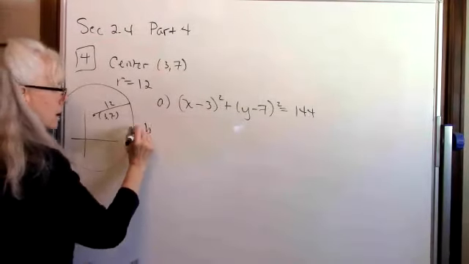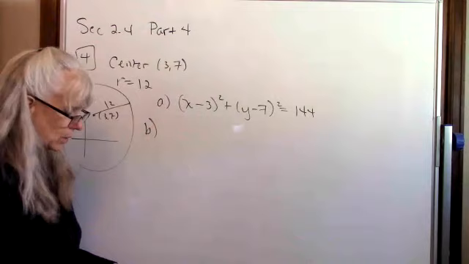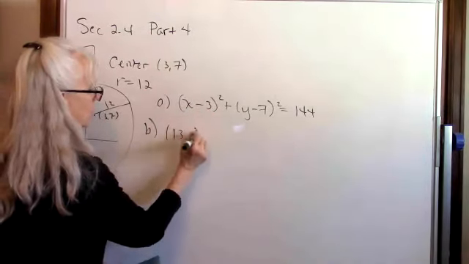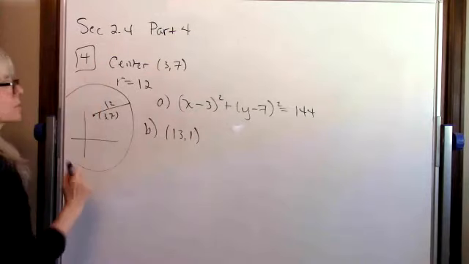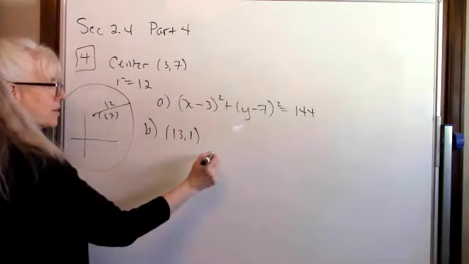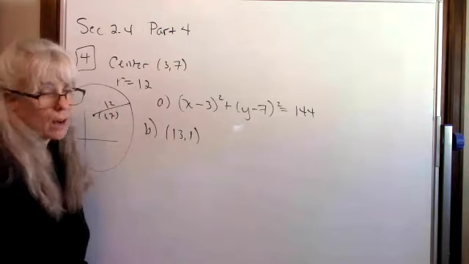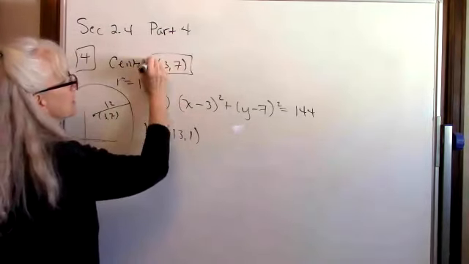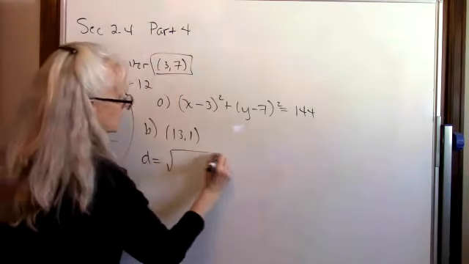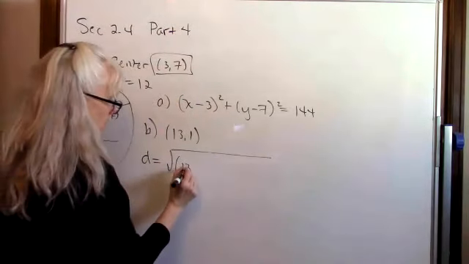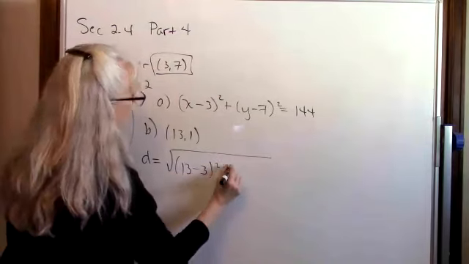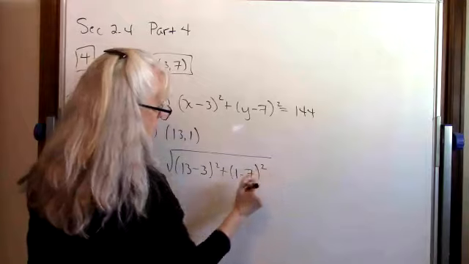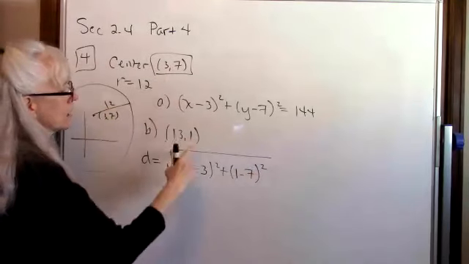Part B specifically says use the distance formula to determine if a person living at the point (13, 1), way out here, will feel that earthquake. So we're simply going to use the distance formula with the center and the given point. We'll have the square root of (13 minus 3) quantity squared plus (1 minus 7). Make sure you're in the correct order. Let's double check: it's 13 minus the 3 and the 1 minus the 7.